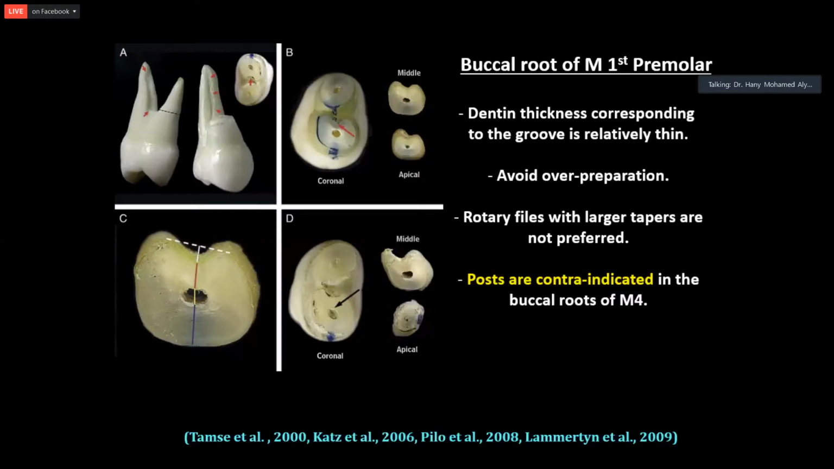That's why I usually don't recommend preparing the buccal root in a double-rooted maxillary premolar using greater taper rotary files, or putting a post inside, because many of the time this root has this furcation groove, which may cause weakening of the root or maybe even perforation.